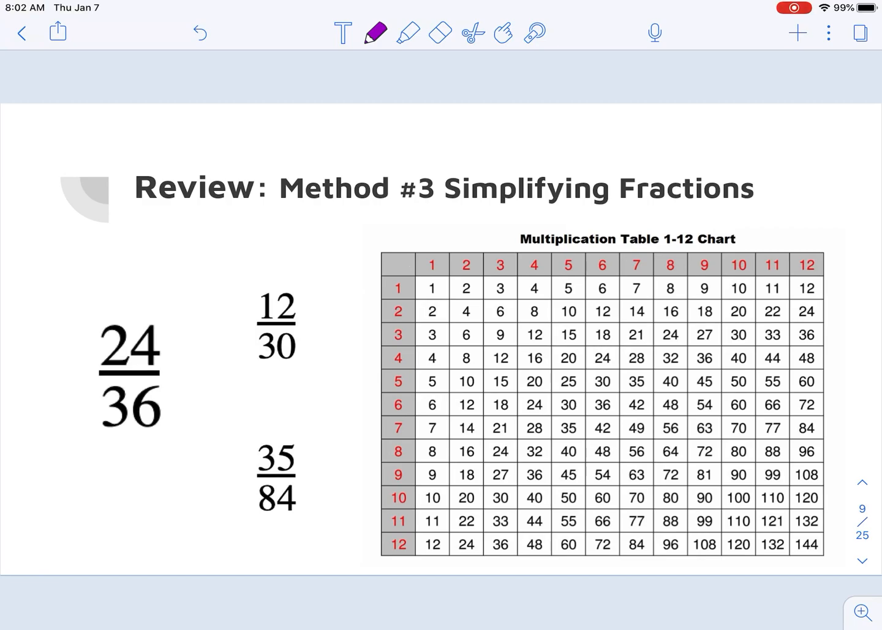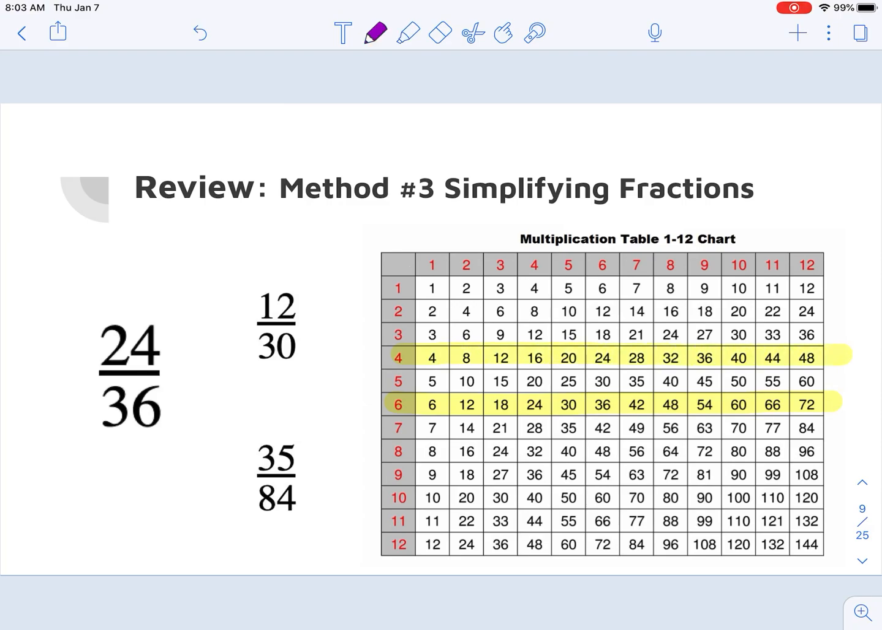A really helpful method that you may want to use, especially if you are not great with your facts, is using your multiplication table. So when I'm looking at 24/36, I'm going to find 24 and 36 on this table. Okay, and that is a way that you can find common factors that they have. Looking for where they are in the same row. So I'm looking for a row that has a 24 and a 36. So this row has 24 and 36. This row has a 24 and a 36 in it.